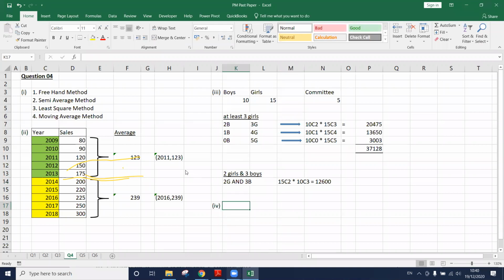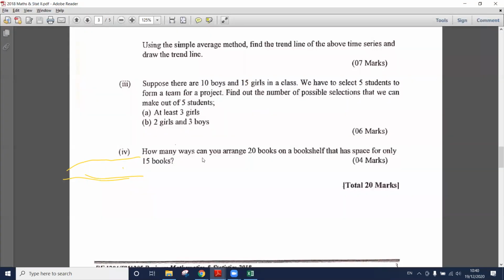Okay, part 4. How many ways can you arrange 20 books on a bookshelf that has a space for only 15 books, right? There are 20 books but the shelf has space for only 15 books. It is asking how many ways. Is it about selecting or arranging? It is asking about how many ways we can arrange. When it says arrange, is it talking about permutations or combinations? Permutation. Yes, it is talking about permutation.